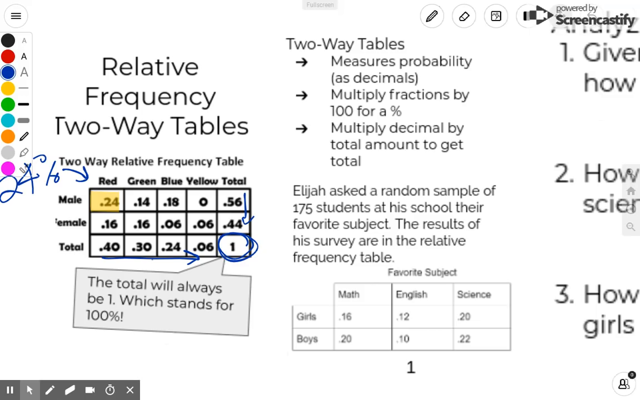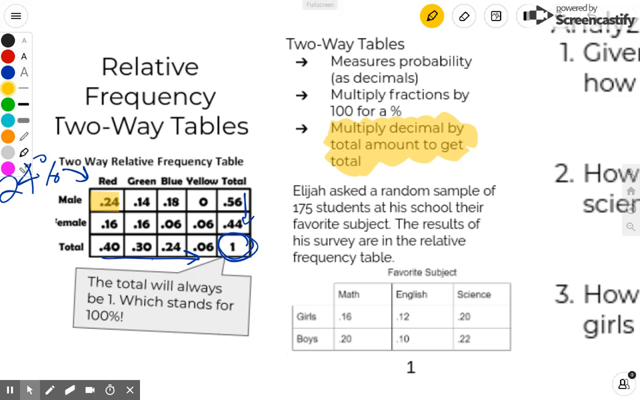In order to get a percent, you can multiply the fraction or multiply the decimal by 100 to get the percentage. And you can multiply the decimal by the total amount to get the total number of something. So this is the one that we're really going to be using today. Please make sure you highlight that or put a big old star, whatever you need to do in order for your brain to think about that.